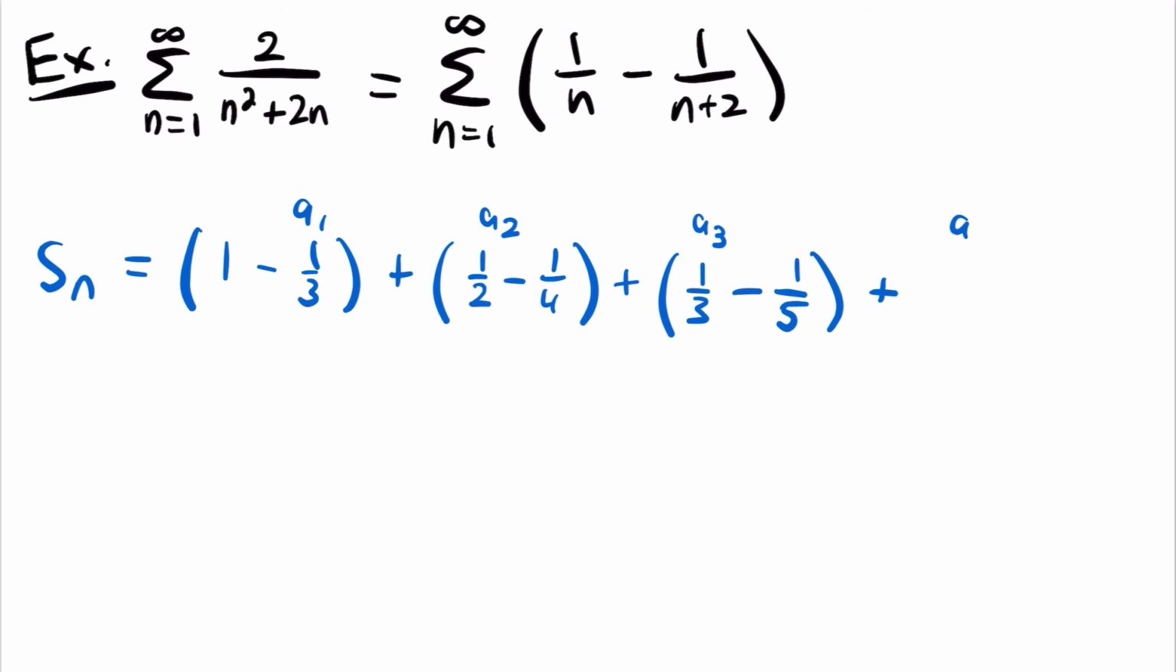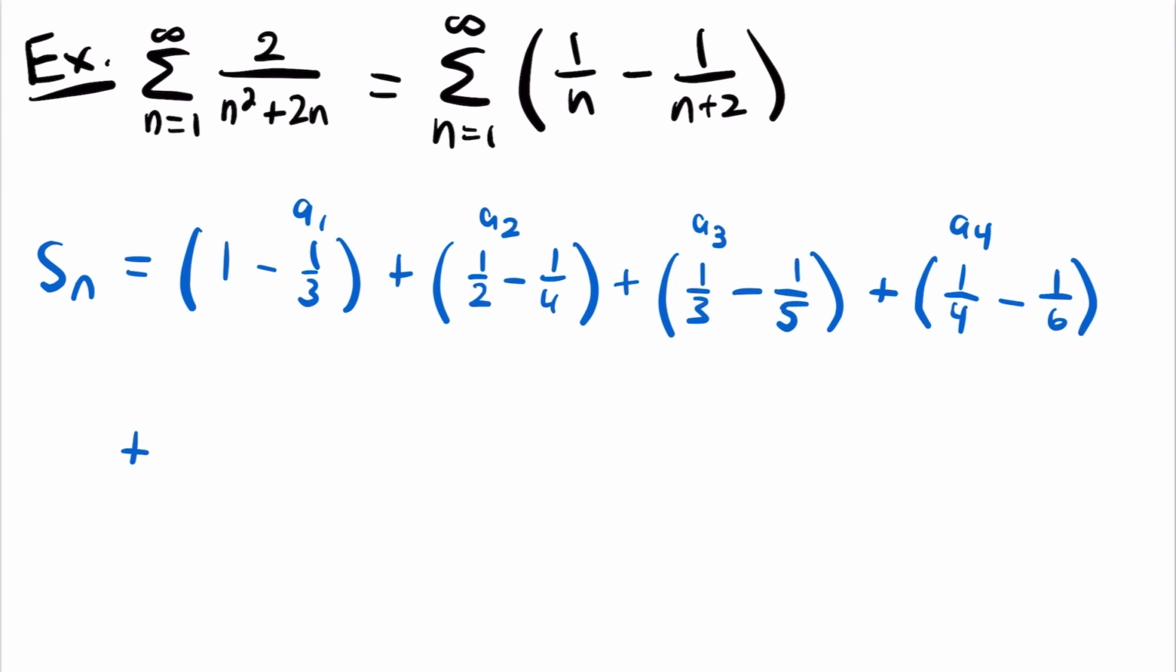So let's work on a sub 4. If n is equal to 4, we have 1 divided by 4, which is 1/4. And then we will subtract 1 divided by 4 plus 2, which is 6. So we have 1/6. Now with that term, you can see we have a positive 1/4 that will cancel out with this negative 1/4. And so it looks like everything's going to work out. But let's write out another term just to be sure.